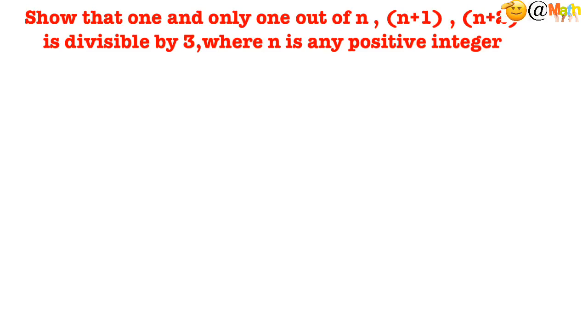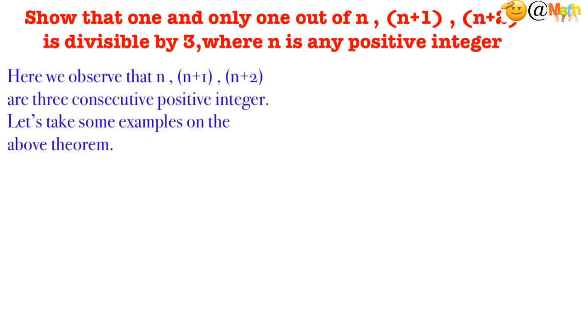Show that one and only one out of n, n plus 1, n plus 2 is divisible by 3. Here we observe that n, n plus 1, n plus 2 are 3 consecutive positive integers. Let us take some examples on the above theorem.